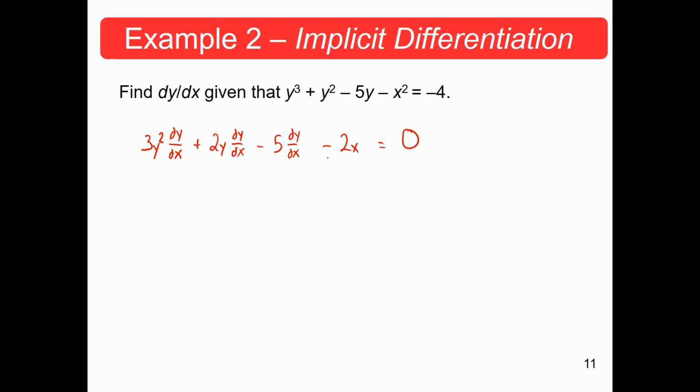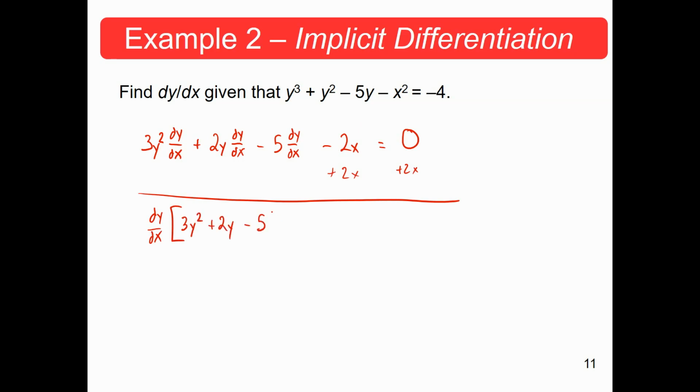So now we want to take anything that doesn't have a dy/dx, which is only this term, and move it over here. So we're going to add 2x to both sides. And notice that all of these have a dy/dx in them, so we can factor that dy/dx out. Leaves us with 3y squared plus 2y minus 5 equals 2x.